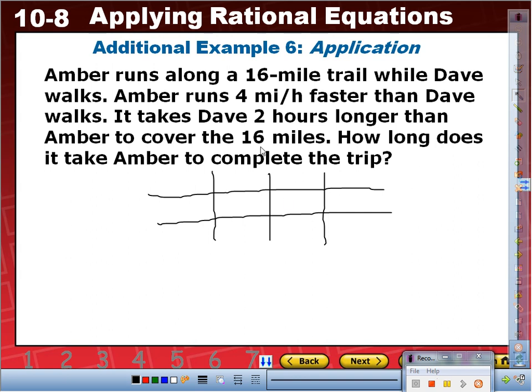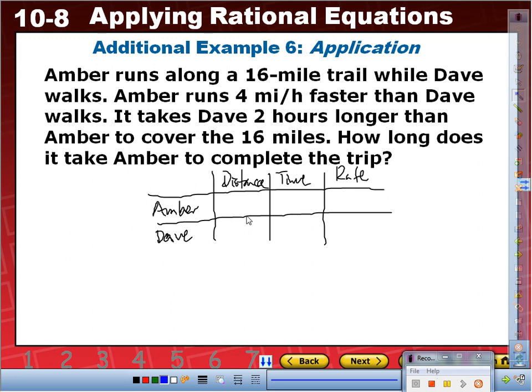But this one, instead of doing distance times time, it's DRT: rate times time equals distance. We're going to start with the distance this time. So right here: distance, time, rate. We're going to write the first row for the first person that they talked about, which was Amber, and then from there, Dave. So far, so good?